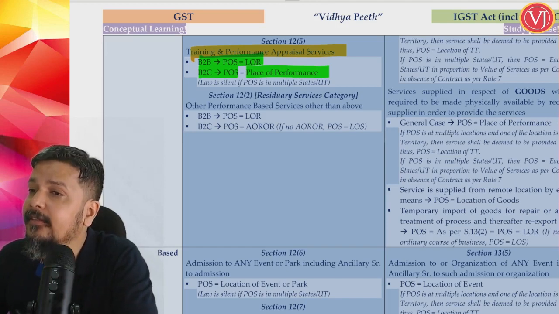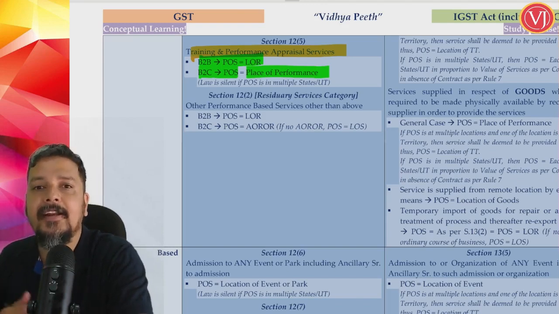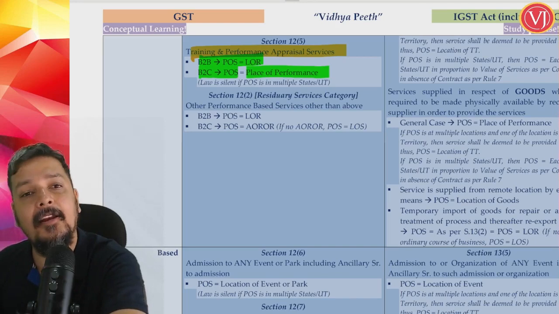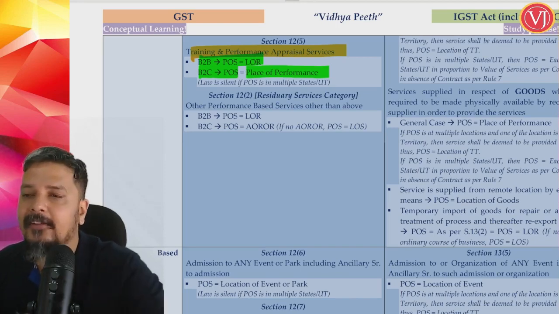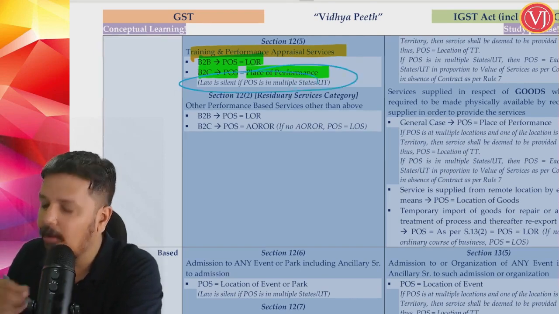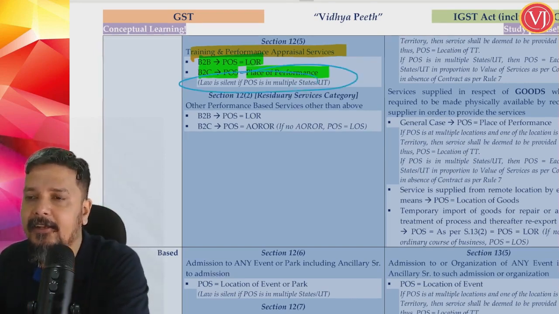But if it is B2C, your performance happened in Goa and Maharashtra: the soft skill trainer went with the team in Goa as well as with the team in Maharashtra. So the answer should be Goa and Maharashtra. Unfortunately, law is silent if the place of supply is in multiple states and union territories.